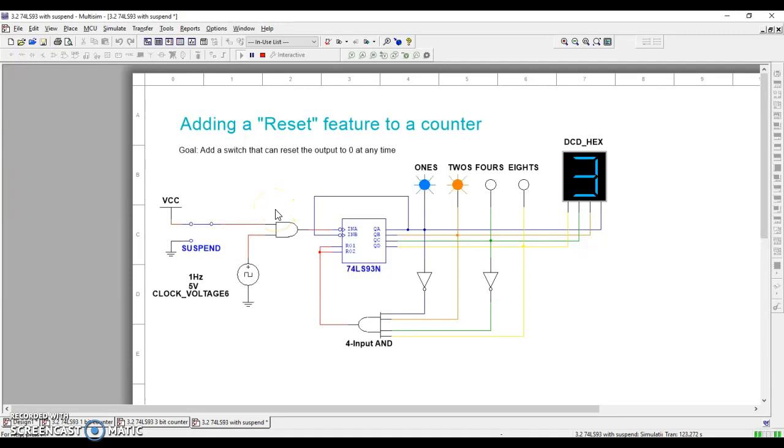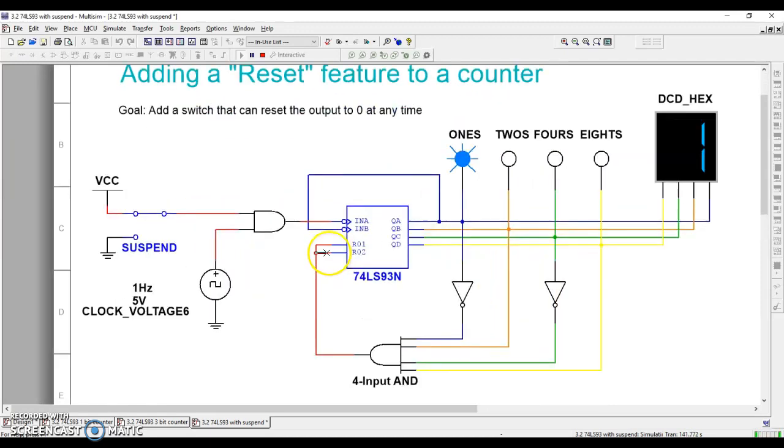So right now we have a circuit that's running 0 to 9. I can pause it by hitting the suspend button, but I want to be able to add now a button that resets it. Okay, so we have to know then for the 74LS93 what resets the circuit, right? And that would be the R01 and R02 inputs. And what we know is this: when we get a 1 into both of these at the same time, it will reset it no matter what's happening.